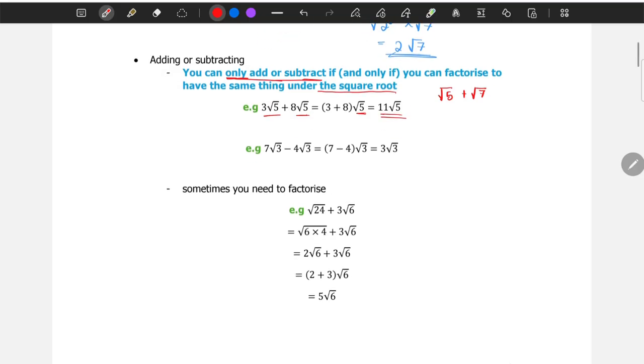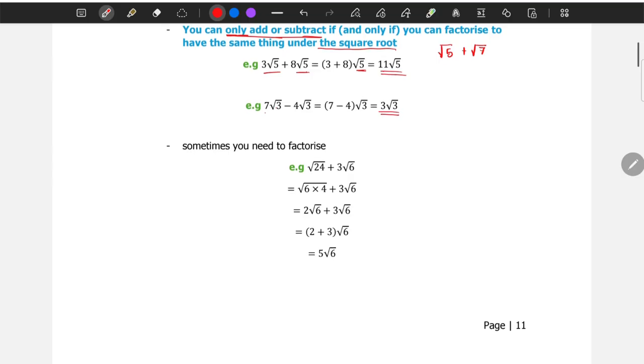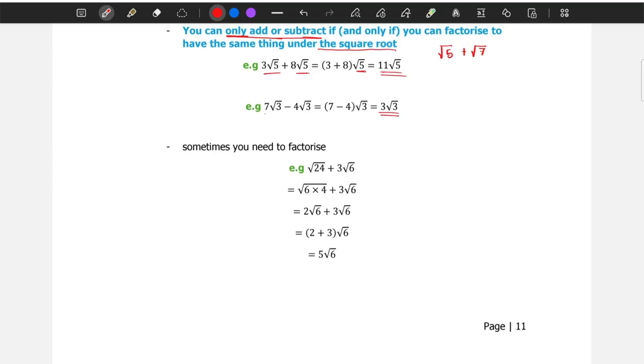So that's 11 square root of 5. Or subtraction: 7 square root of 3 minus 4 square root of 3, which will be equal to 7 minus 4, after factoring out square root of 3, which we then get 3 square root of 3. And sometimes you need to factorize to get the same thing under the square root.